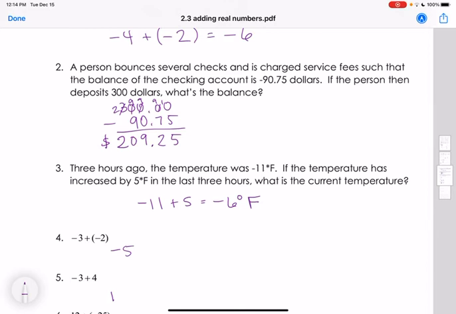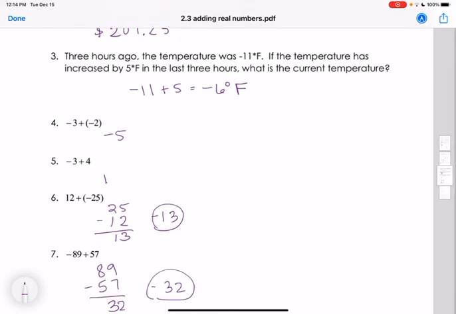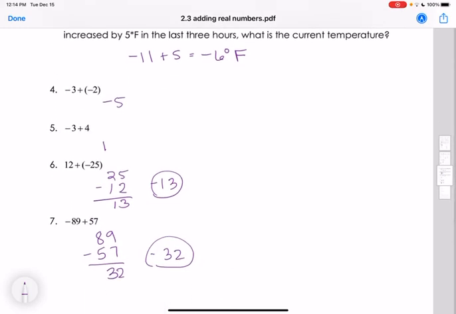Next, we have 3 hours ago, the temperature was negative 11. It has increased by 5 in the last 3 hours, 5 degrees Fahrenheit. What's the current temperature? So negative 11 plus 5, I got a negative 6 degrees Fahrenheit. Number 4, negative 3 plus another negative 2, get negative 5. Number 5, negative 3 plus 4, we'd be at 1.